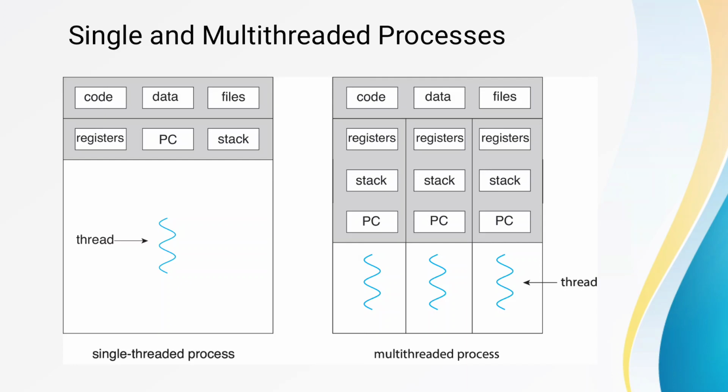In the single and multi-threaded process, a single thread is used to execute the particular program or process. In the multi-threaded process, more than one thread is used to execute the process. Actually, the thread is an execution unit, so each execution unit performs different operations in the multi-threaded process.